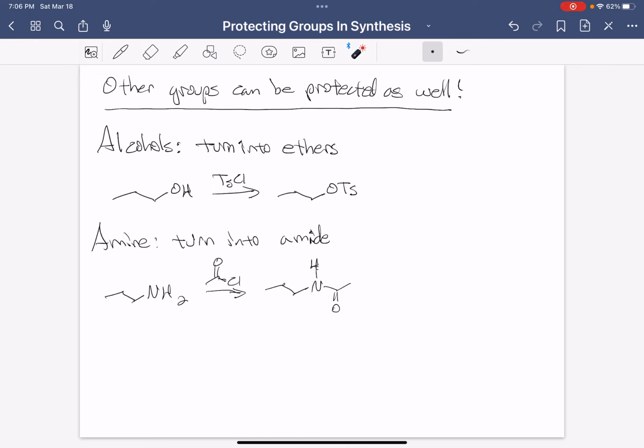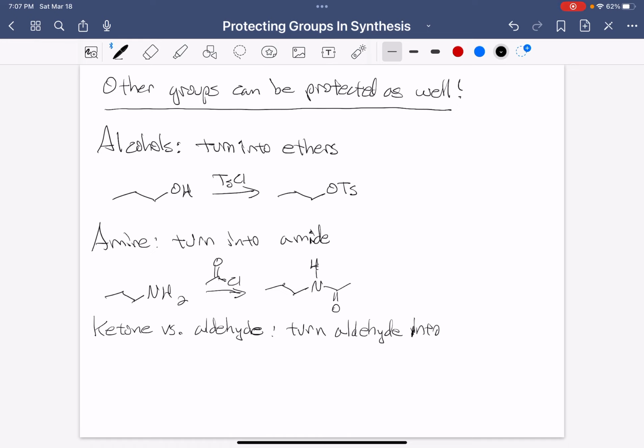There are ways of protecting a ketone instead of an aldehyde, and that would involve turning the aldehyde into something else that is less reactive. So for example, we'll say ketone versus aldehyde. Turn aldehyde into carboxylic acid.